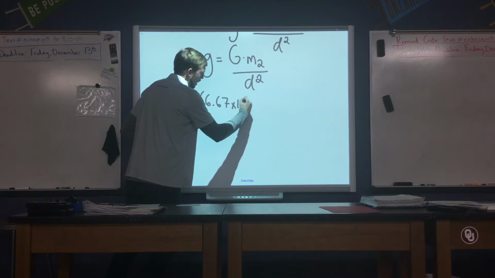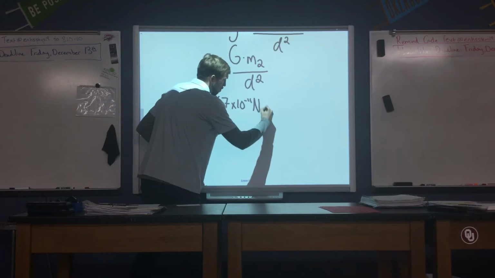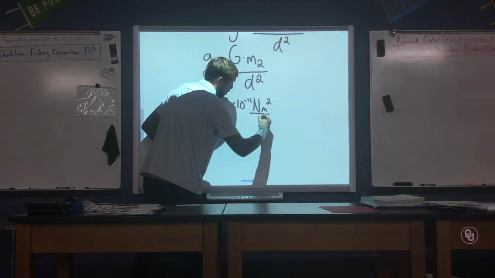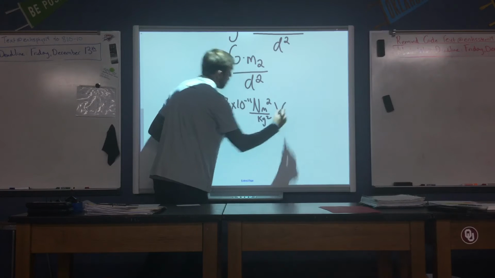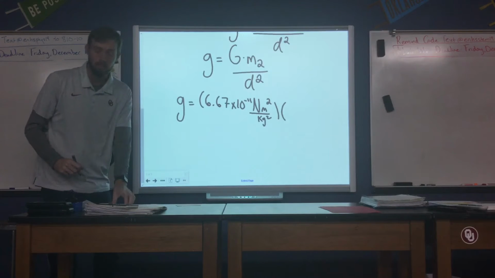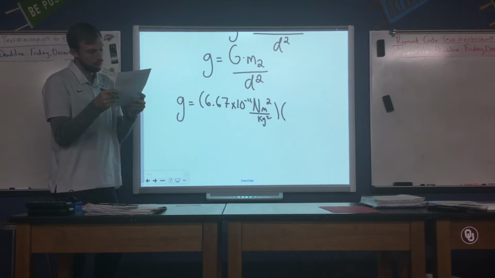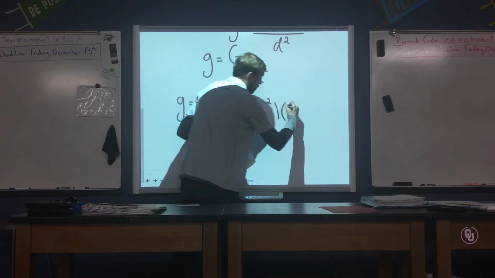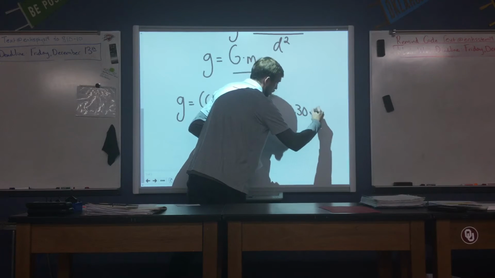6.67 times 10 to the negative 11th power, Newton meters squared per kilogram squared, multiplied by the mass. Here that's going to be the mass of our planet, which we're given to be, for Mercury, 3.30 times 10 to the 23rd power.